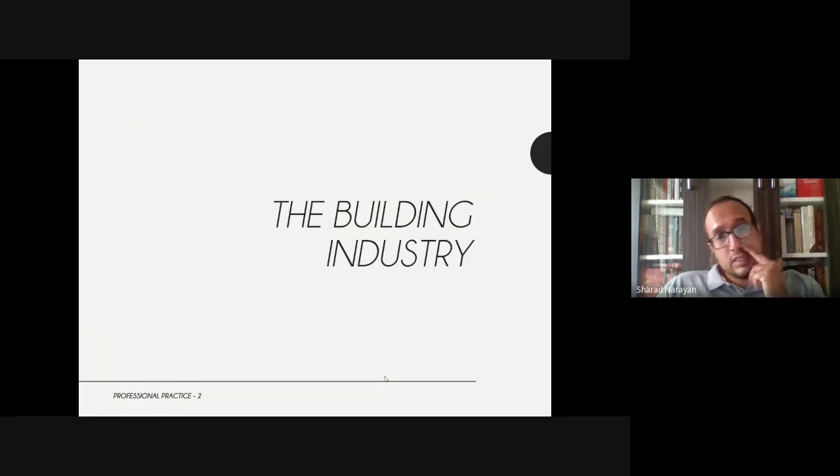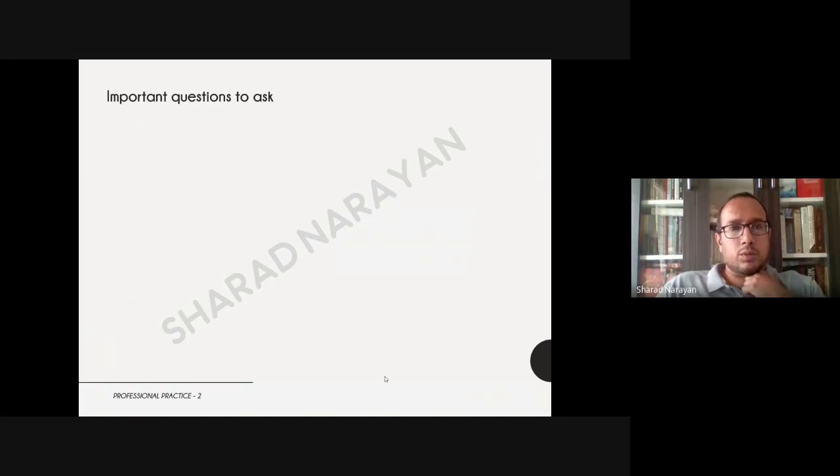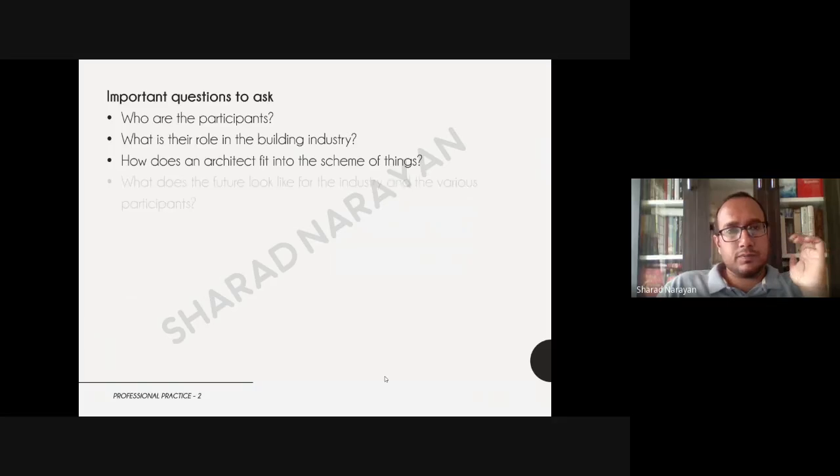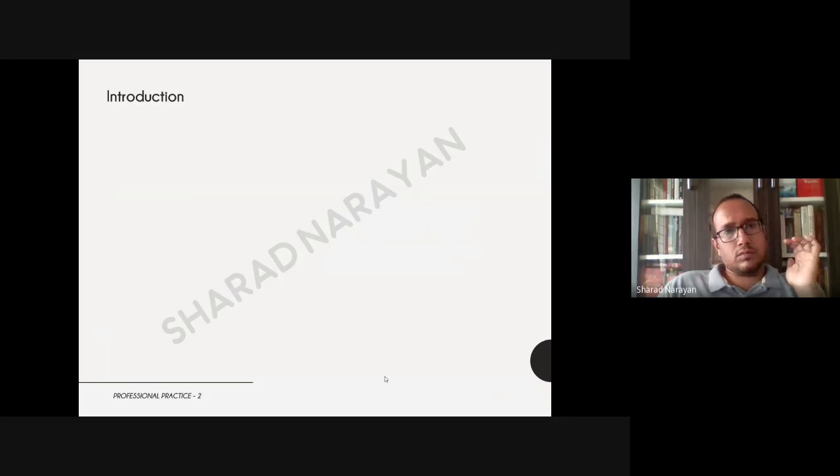So, moving on to the first lesson, we're talking about the building industry right now. So, what are the important questions that we have to ask as a part of this? We need to know who the participants are. We need to know what their role in the industry is. We need to see how an architect fits into this scheme of things. And we try to look at what the future holds for the industry and its participants.